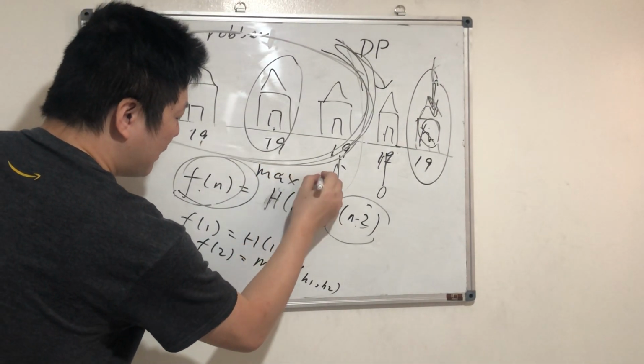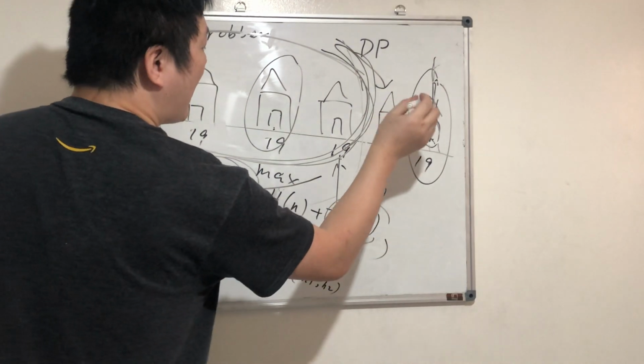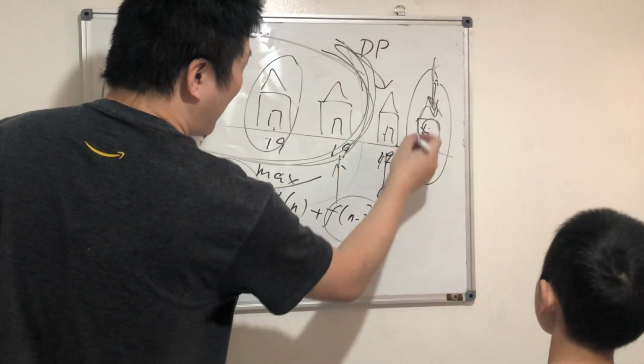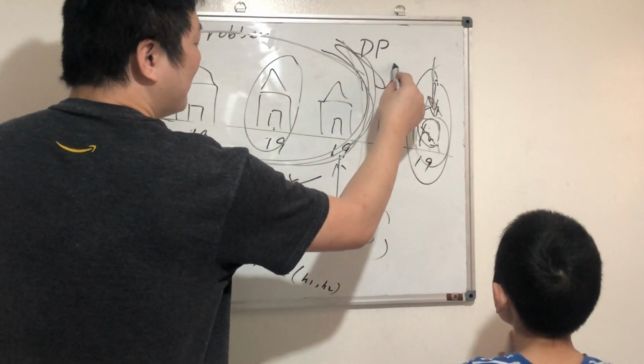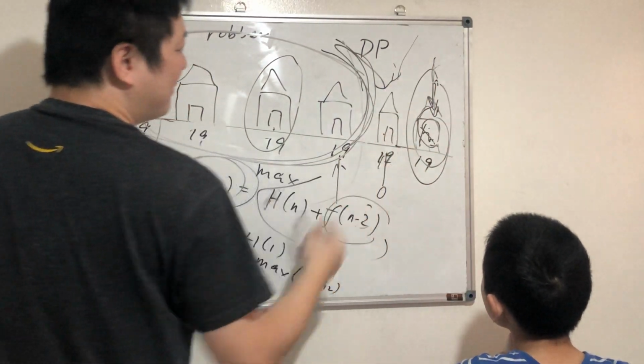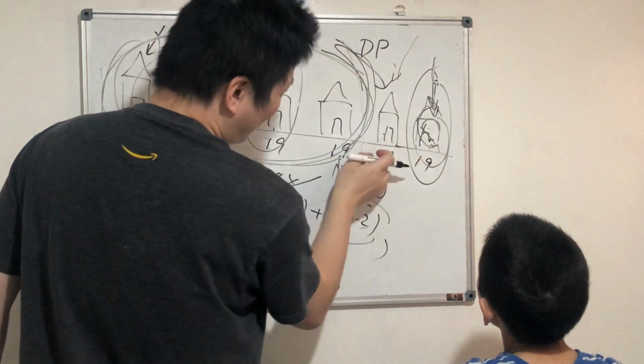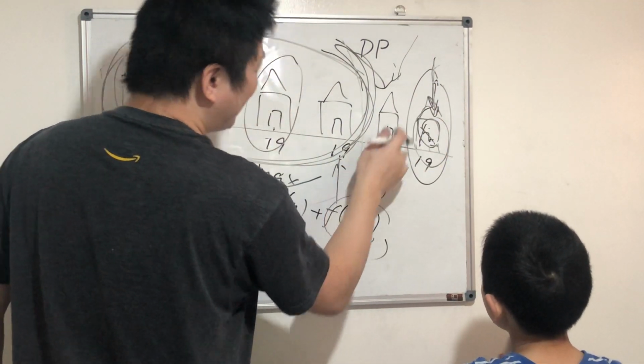And the maximum of this: if I don't pick this one, what's the value? If I'm not picking this one, then I could possibly pick this one. And what's this problem?